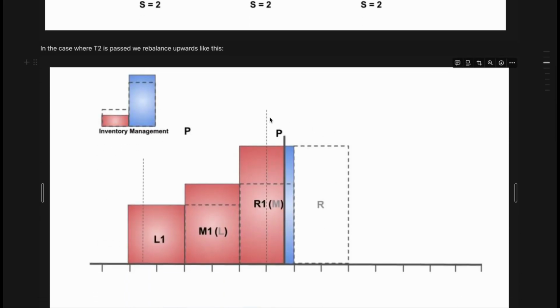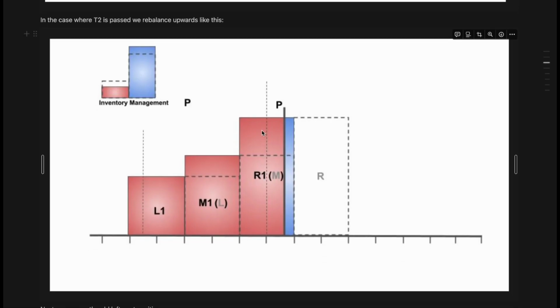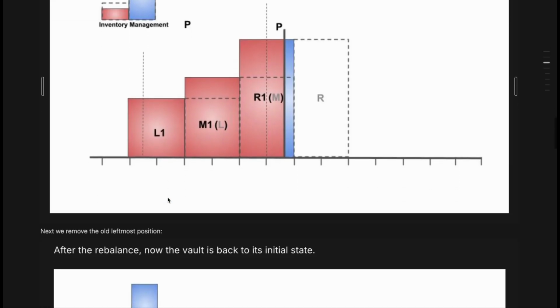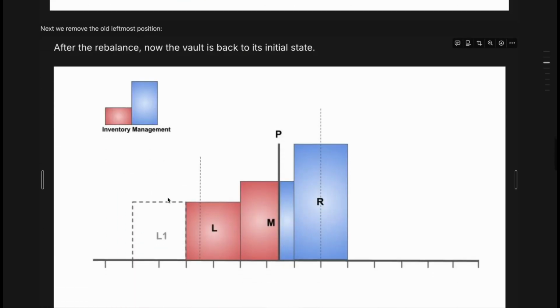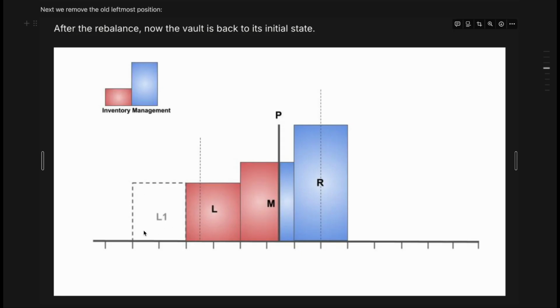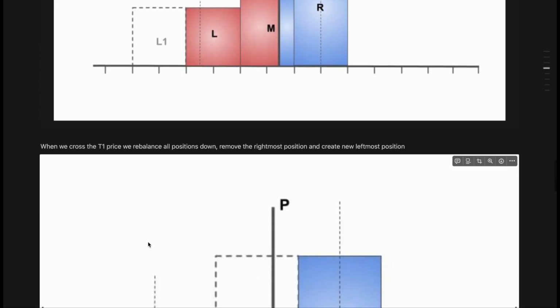When we pass the threshold of T2, we start by adding a new position to the right. We rebalance our middle positions down, so we remove a portion of the quote asset that we have in those positions, and we also remove the leftmost position. This way we are capturing the quote liquidity. And here is how it looks. We removed the leftmost position.